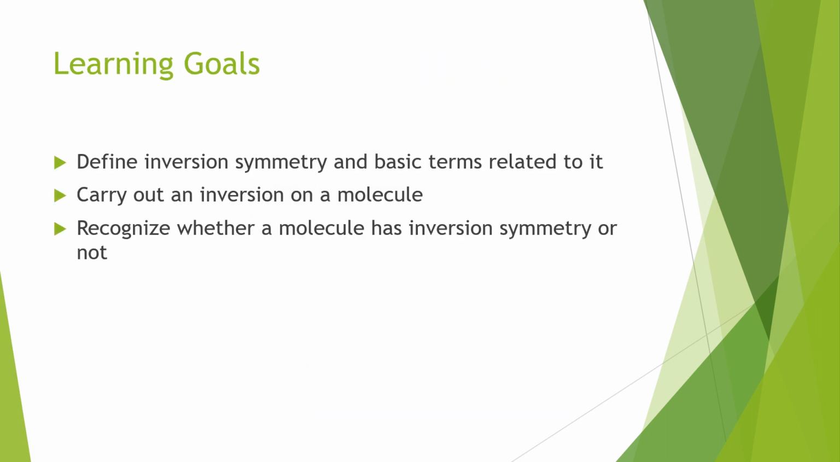Going back to the learning goals, you can now define inversion symmetry as when the starting molecule is indistinguishable from the new molecule when an inversion is carried out, and you also know what the center of inversion and inversion function are. You also learned the steps to carry out an inversion, just like we did with ethane, water, and other examples. And finally, you know how to recognize if a molecule has inversion symmetry or not.